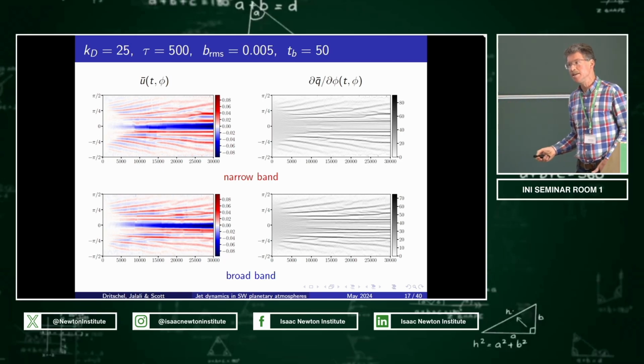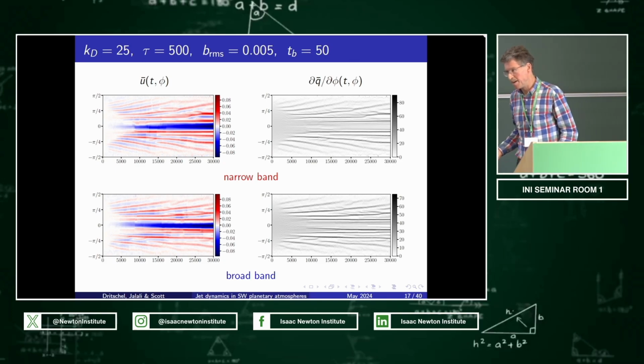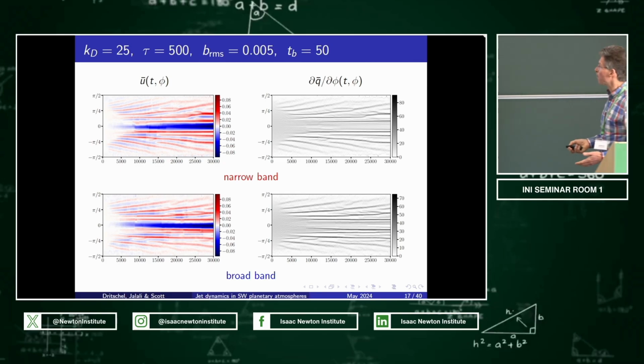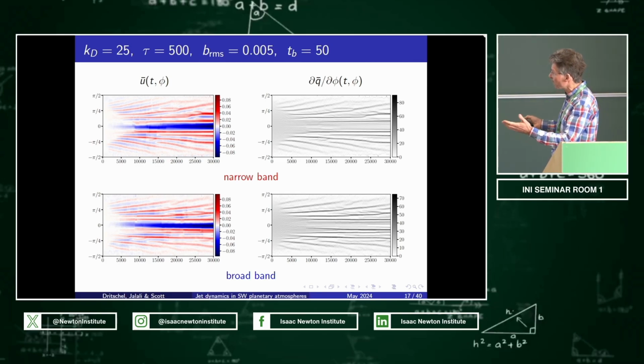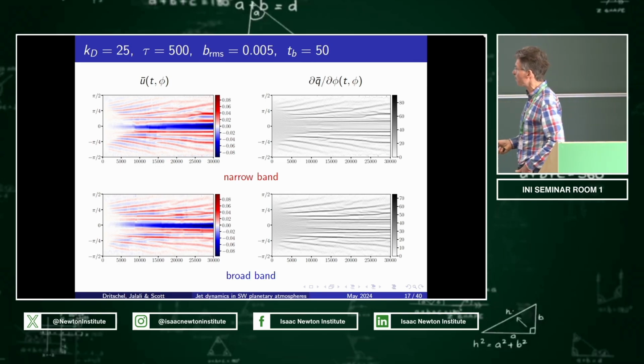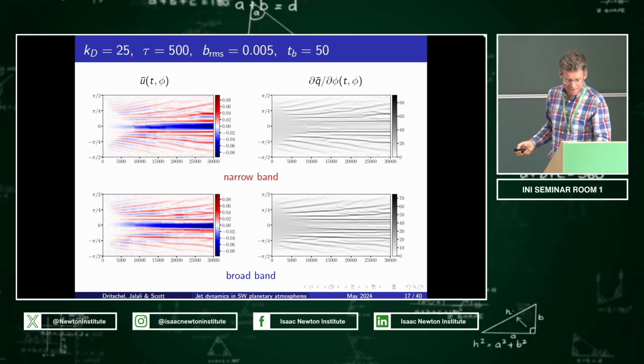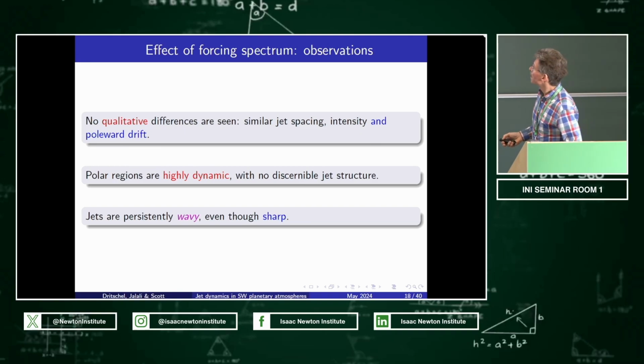We've never actually seen equatorial migration in any of these, but it may be the type of forcing we're using, or the parameter regime we're looking at. We've covered, as far as we can, all the parameter space, but we often see poleward drift of the jets. Okay, so there's no qualitative difference. Polar regions are highly dynamic, and jets are persistently wavy, but they're very sharp.